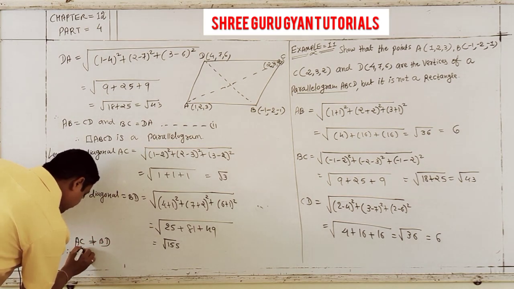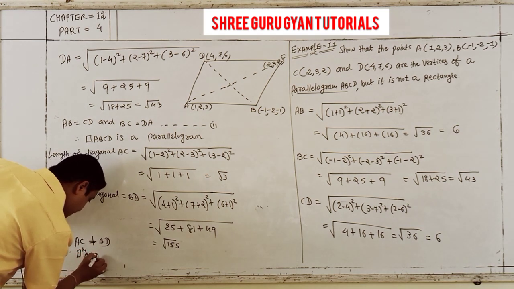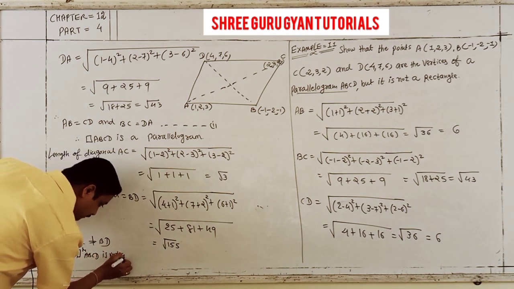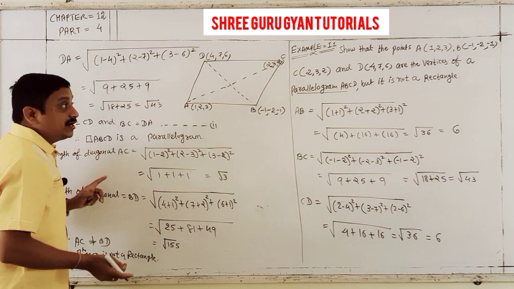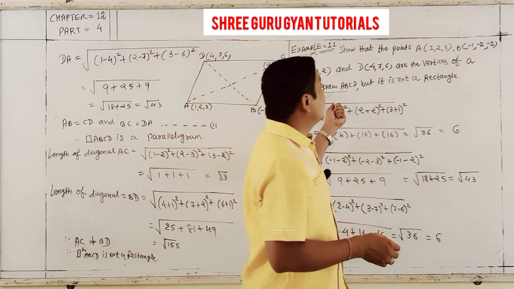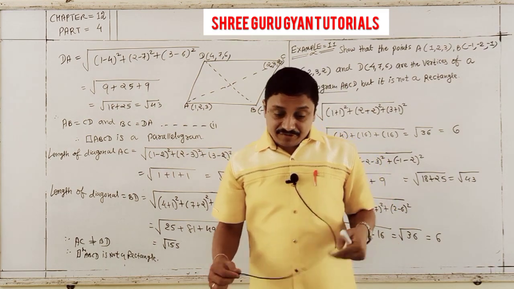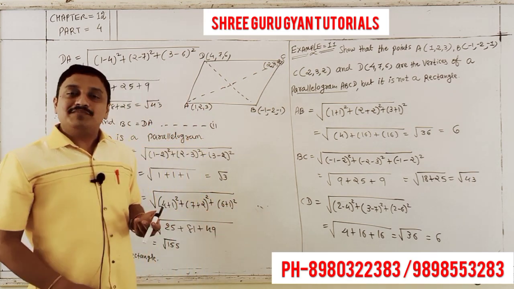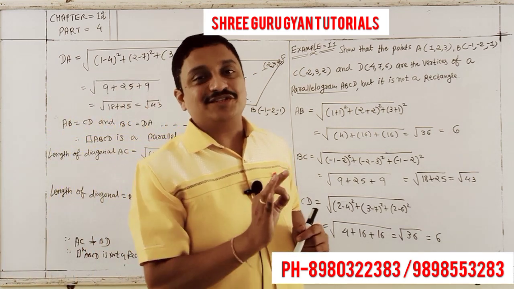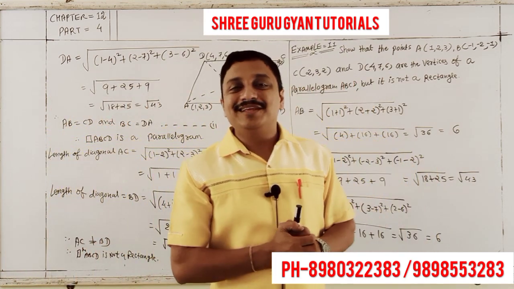So ABCD parallelogram is not a rectangle. But confirm, it is a parallelogram, but it is not a rectangle. Students, here after that is our example 11, miscellaneous example. I will stop this video, and further explanation, students, I will explain in the next parts.